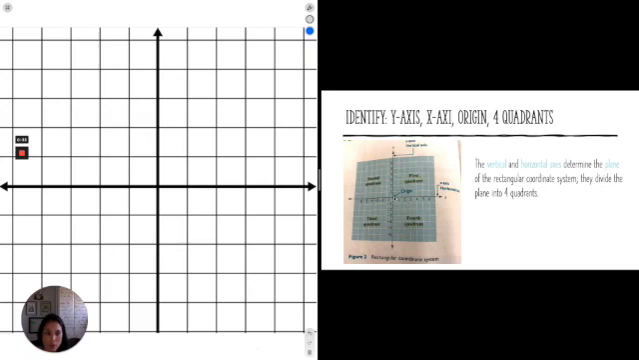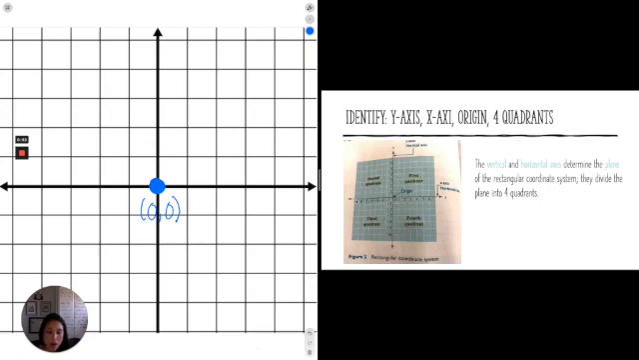The first thing I want to start with is the origin. The origin is the center of your graph, and I'm going to plot a point here. This is my origin, and the origin is noted as (0, 0). I'll explain more on that in just a moment.